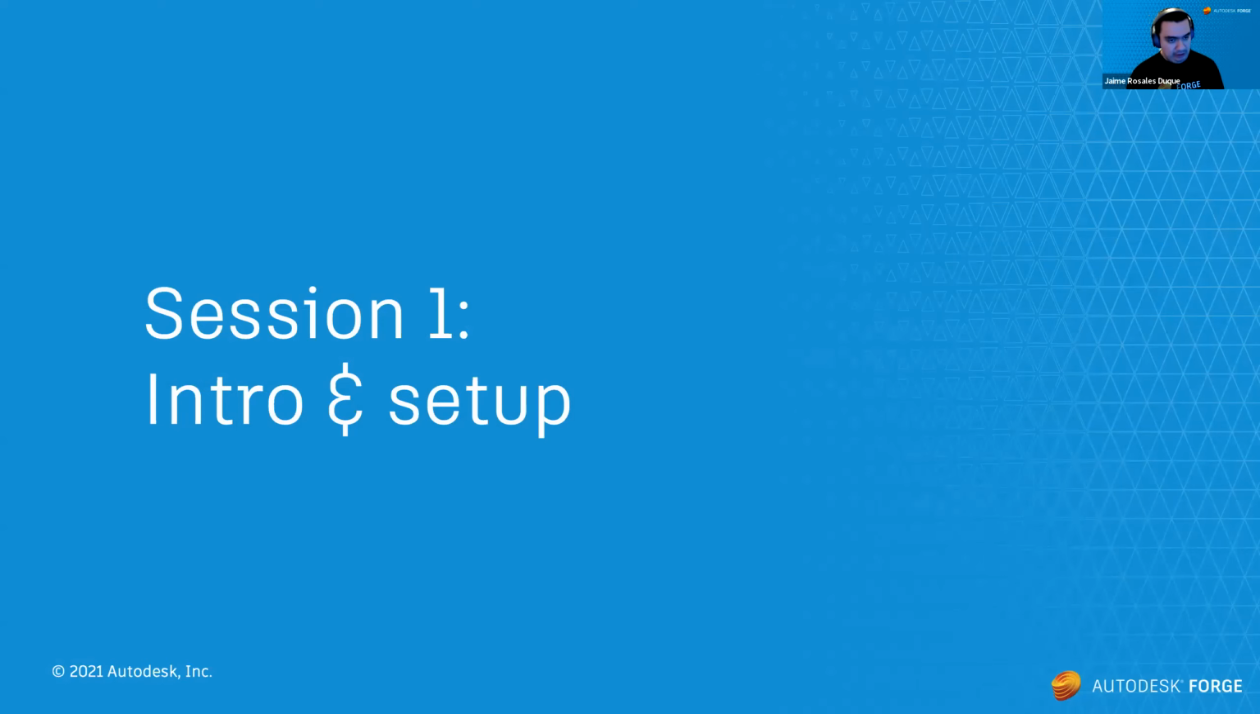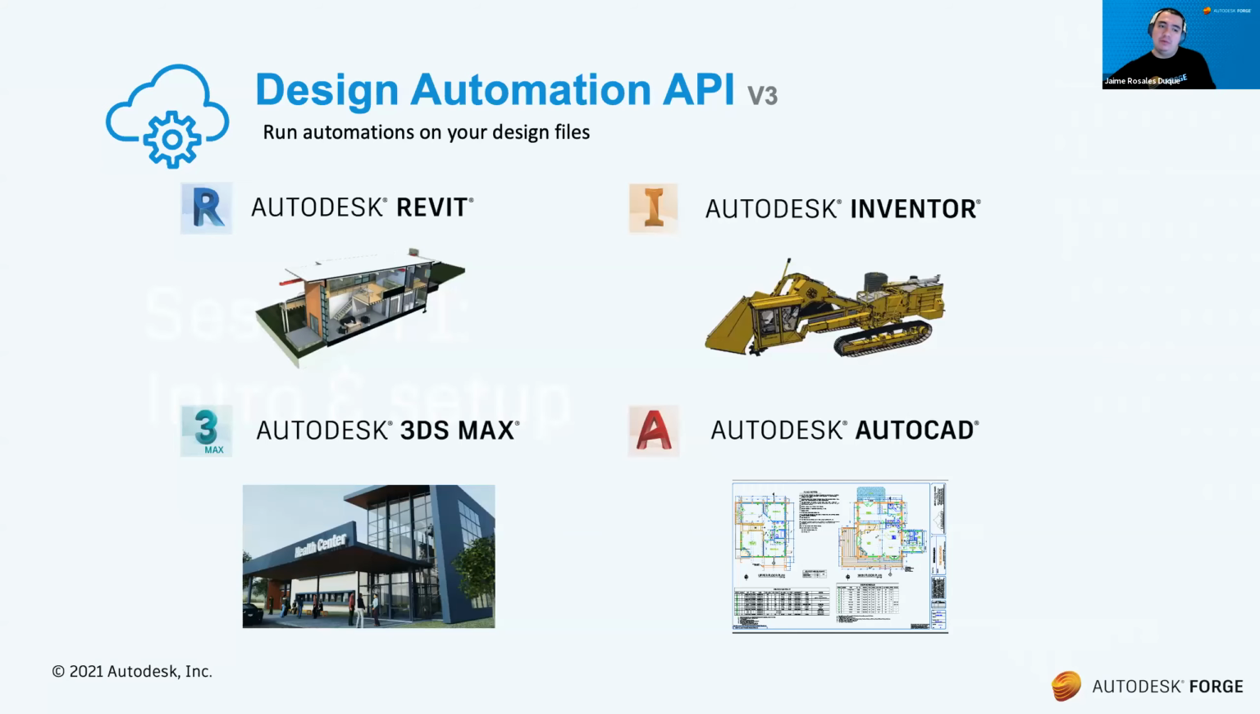To get started with the intro and setup, I would like to talk a bit more about what the Design Automation API allows us to do. Basically, it gives access to the automation capabilities that Autodesk core products offer as a cloud service. Any task that you can automate on your desktop application can now be automated at scale using Design Automation API. You can get this work done quicker and in a more reliable way when automating tasks that can be very time consuming.